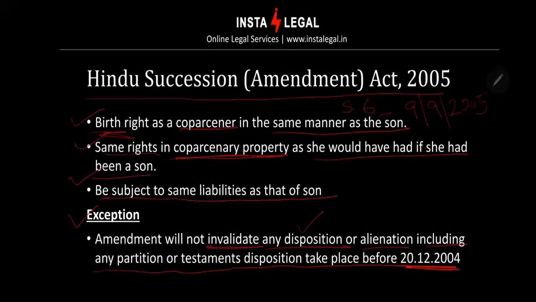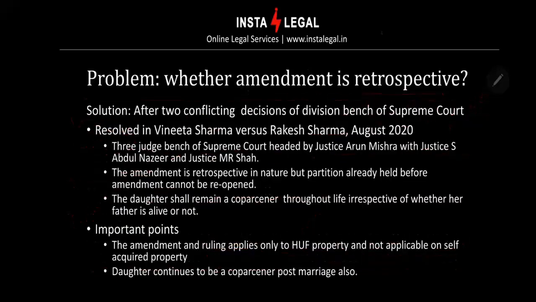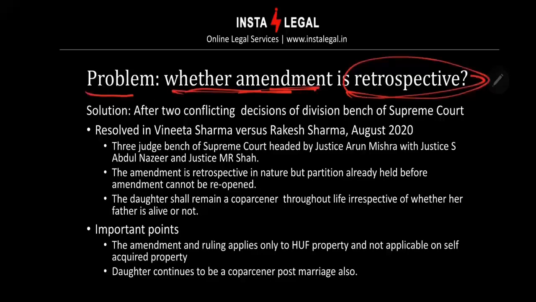Now, what problems did it face when the amendment had come into picture? Let us analyze that. The problem that was faced by the Supreme Court was the question whether the amendment is retrospective. What do you mean by retrospective? Retrospective would be whether it would take effect from the effective date or it would be applicable before the effective date of the amendment also.